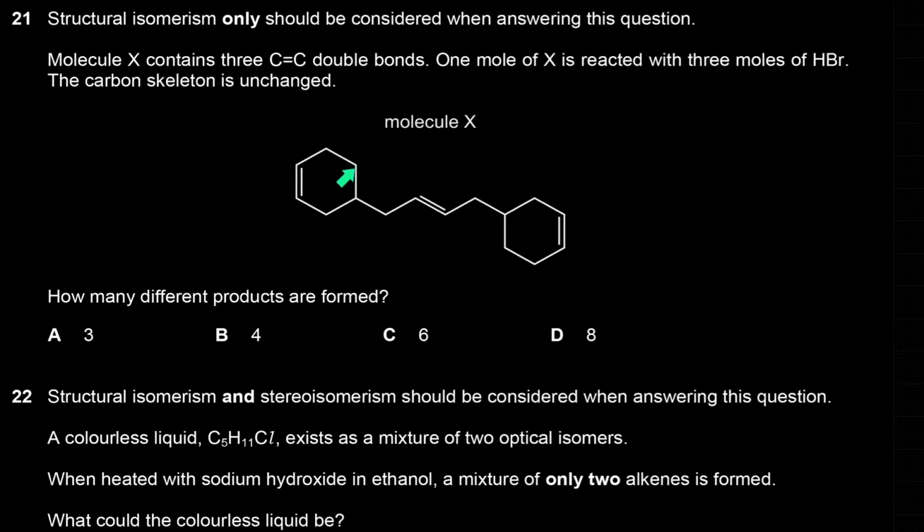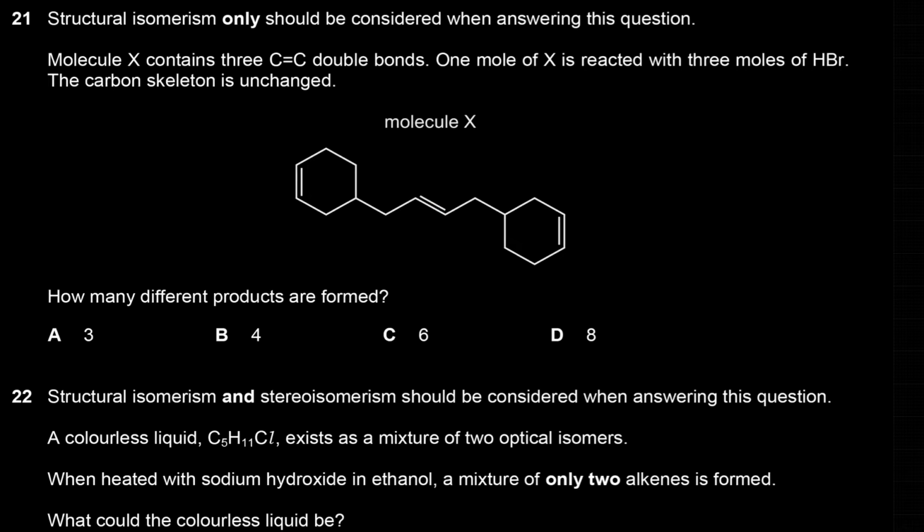Now, first of all, if you look at this molecule, is this a symmetric molecule or not? We're adding HBr, so this is addition of HBr. 1 mole of X is reacting with 3 moles of HBr, so that means HBr is being added to each of the double bonds. But the question is, is this a symmetric molecule? We can clearly see that it is. If you draw a line of symmetry over here, the right-hand side is identical to the left-hand side.